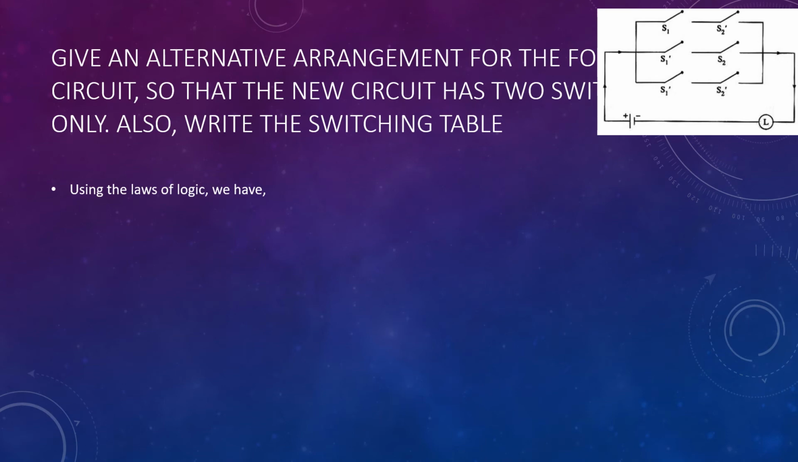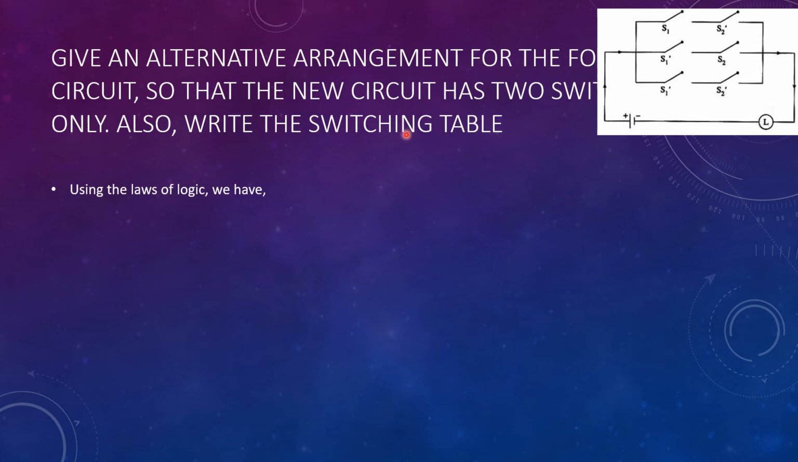Now, a very important question for 4 marks which can be asked in the exam. Given an alternative arrangement for the following circuit so that the new circuit has 2 switches. It means I have got 6 switches over here. I need to reduce it to 2 switches. Then the minimum answer which I get, for that answer I have to draw the table.